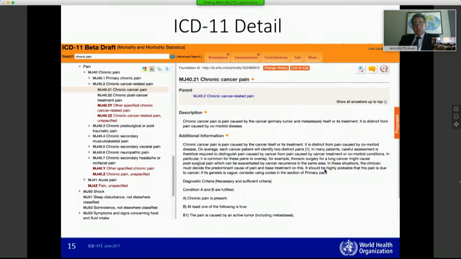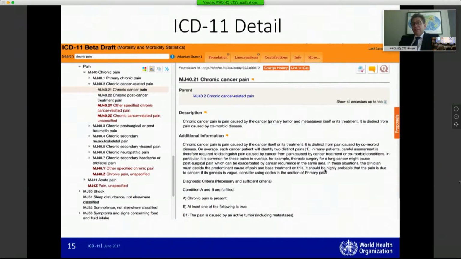And here you see a range of things that are features of the ICD. On the left side, you see a kind of tree structure, and they just have opened up one place to the level of detail that is there. So the chronic cancer pain, for example, I chose this one, and you see here the outcome of the work of the working group with a description, with additional information, and then even with some diagnostic criteria.